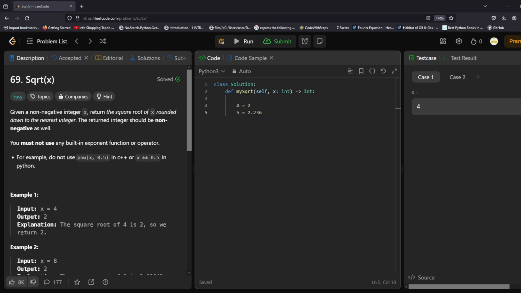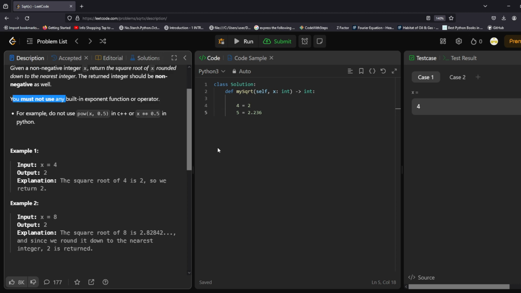Given a non-negative integer x, return the square root of x rounded down to the nearest integer. The returned integer should be non-negative as well. You may not use any built-in exponent function or operator. For example, do not use pow(x, 0.5) in C++ or x raised to the power 0.5 in Python.